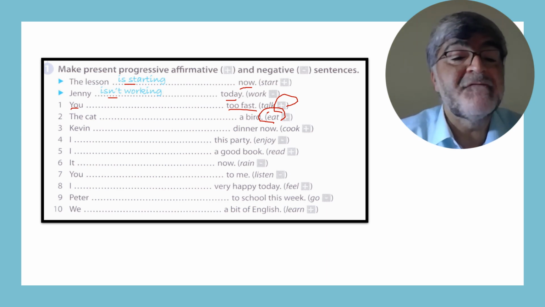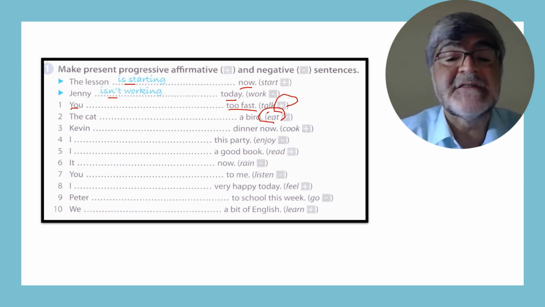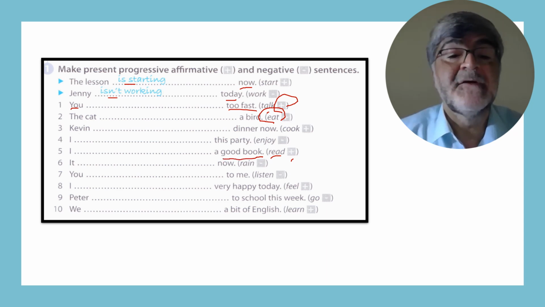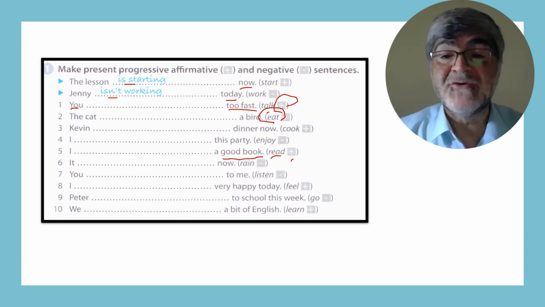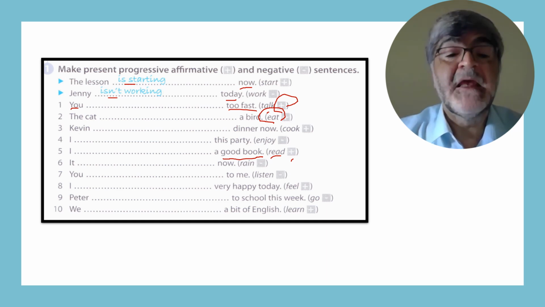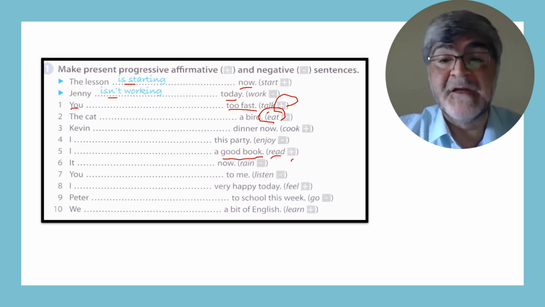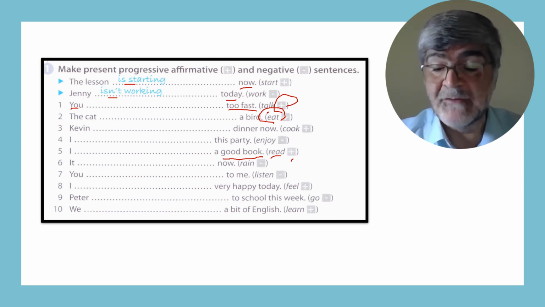Let's do number 5, which is again positive, and the verb is read. I am reading a good book. Wow, that's great. I'm reading a good book. What about you? What are you doing? I am watching a film. I'm watching a good film. So you can do the rest of the exercises yourself.